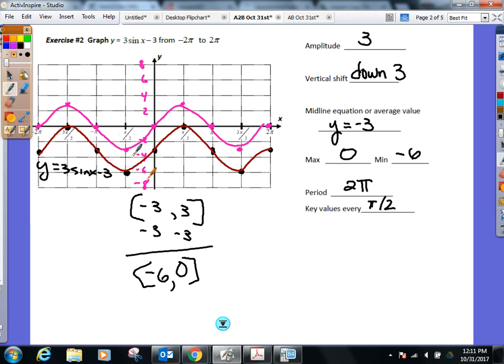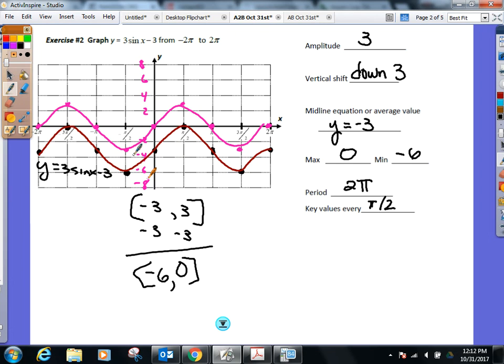And just make sure you label 3 sine x minus 3. So before you graph, it's very helpful to find out what the new max and min is going to be so you can label your y-axis appropriately. Questions?